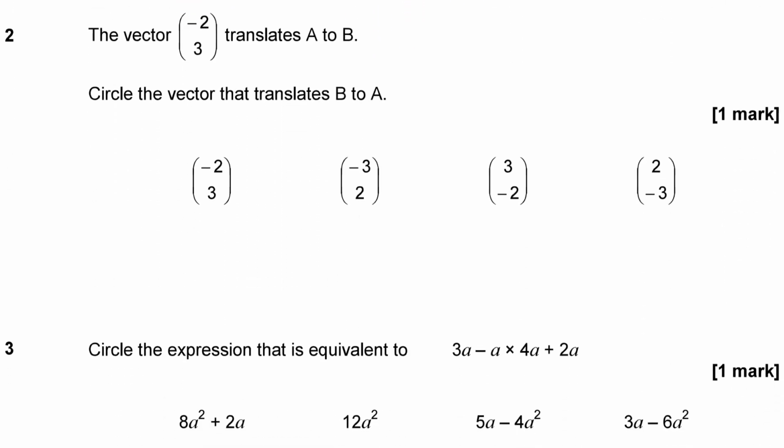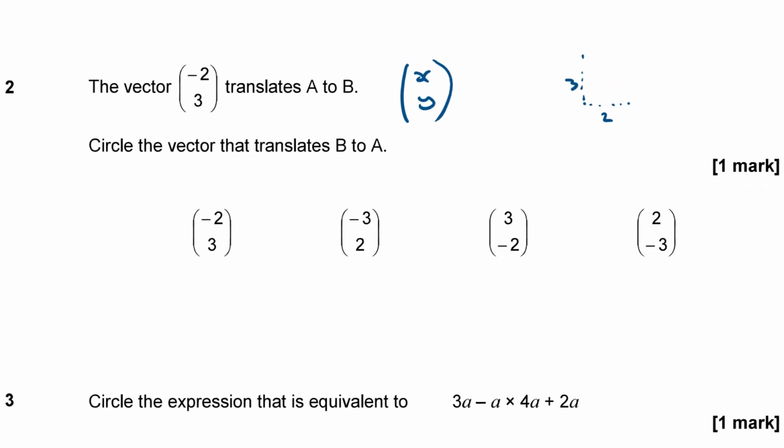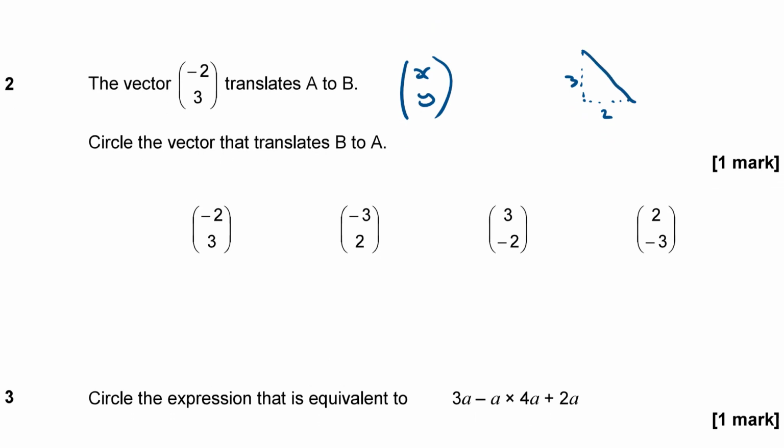Question 2. The vector negative 2, 3 translates A to B. Okay, so what does the vector negative 2, 3 look like? Vector is always given in the form x over y. So that means I'm going negative 2 in the direction of x, or like 2 units to the left, and 3 units up. So negative 2, 3 like that. So we're going to end up with an arrow from this point down here, which could be A, and up to that one there, which is B.